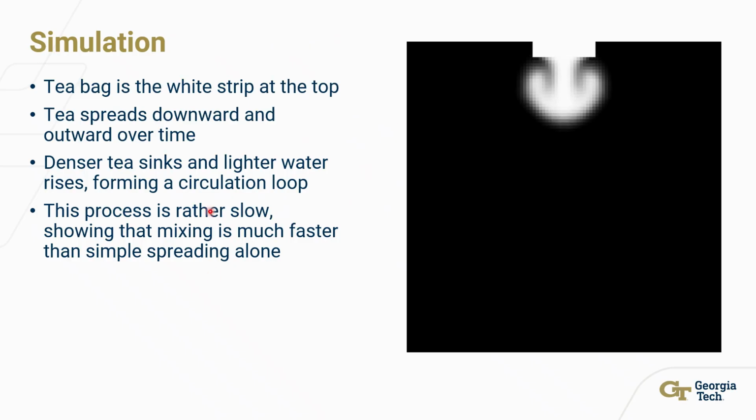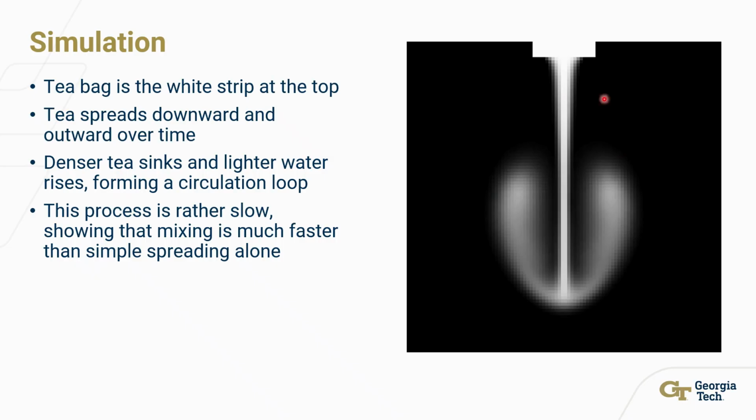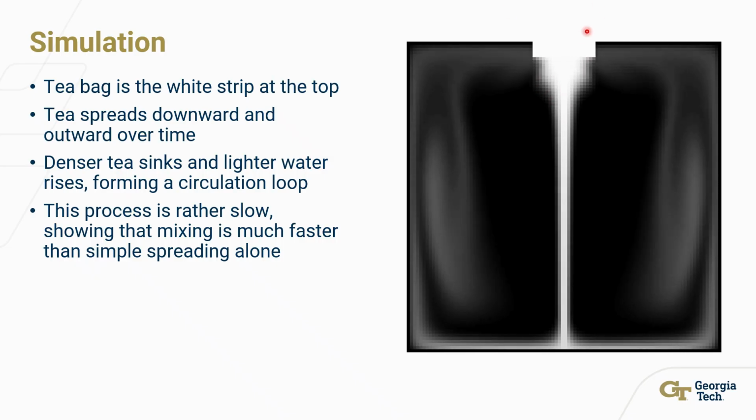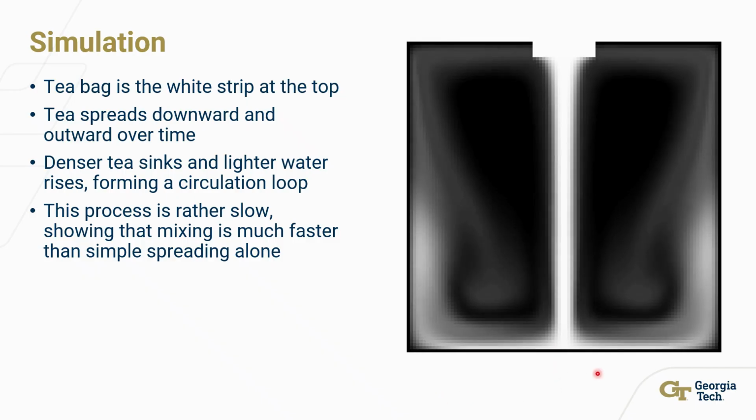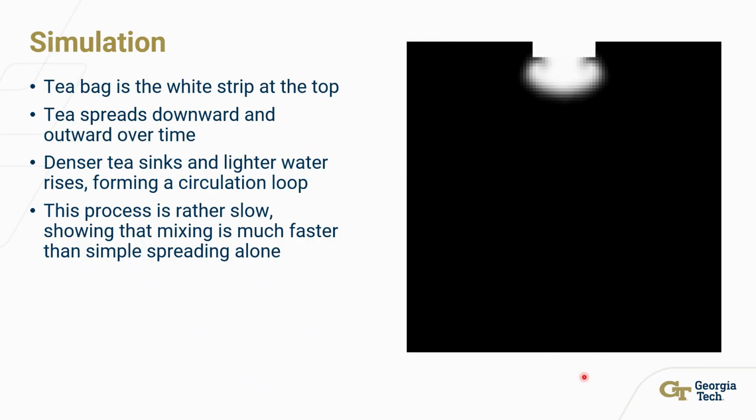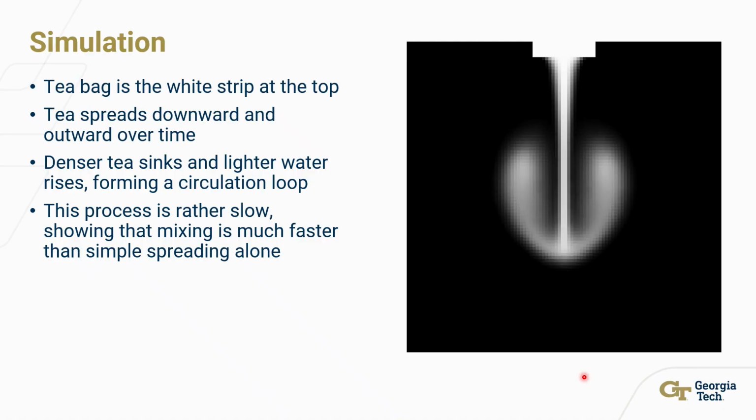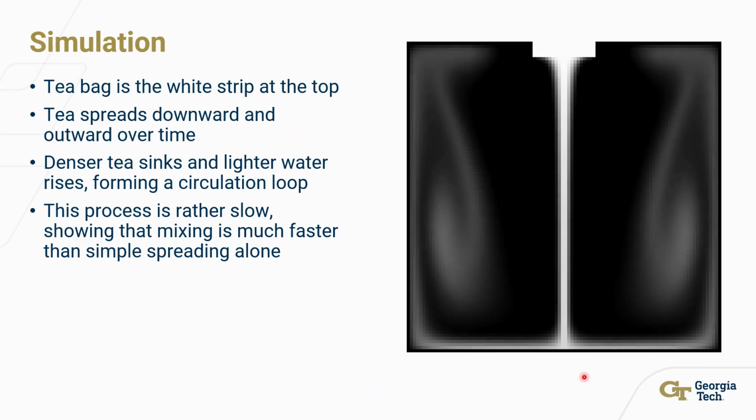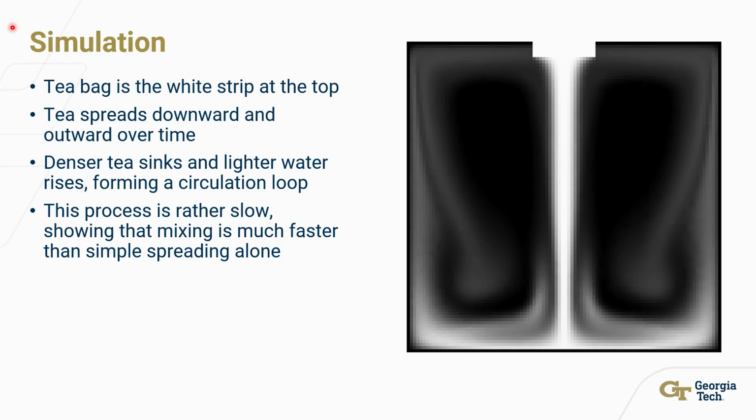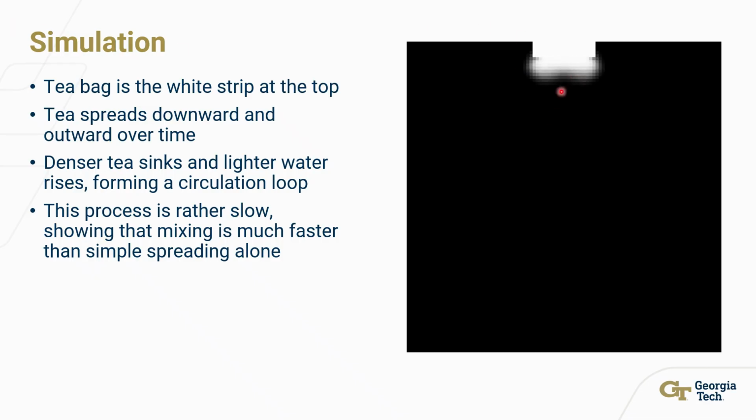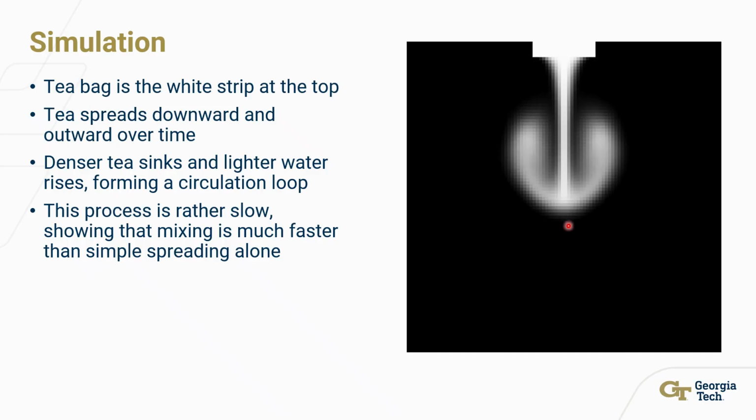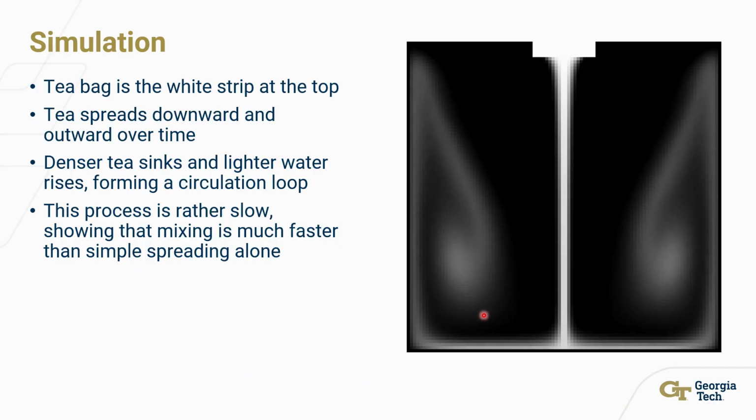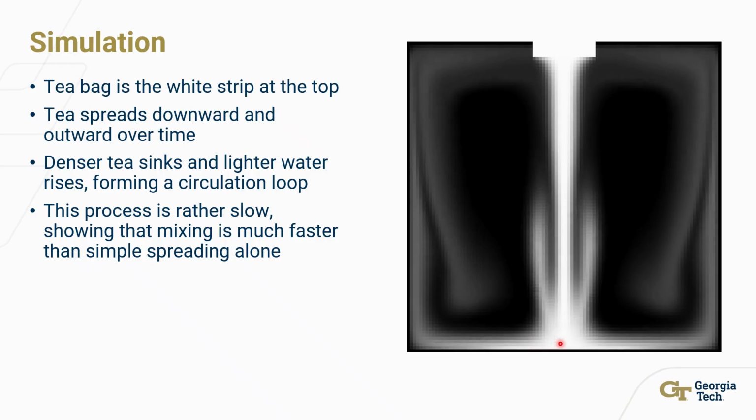So this white strip here at the top is the actual tea bag. And as the simulation runs, you can see that the tea concentration is spreading downwards and then outwards along the bottom of the mug. And this isn't just diffusion. This is actually due to buoyancy as well, because as the tea solutes dissolve, it increases the density of the water, and then this heavier water falls down to the bottom of the cup, which forces the pure water, which is lighter, to get pushed up and out of the way. And this creates circulation loops shown here on the screen.